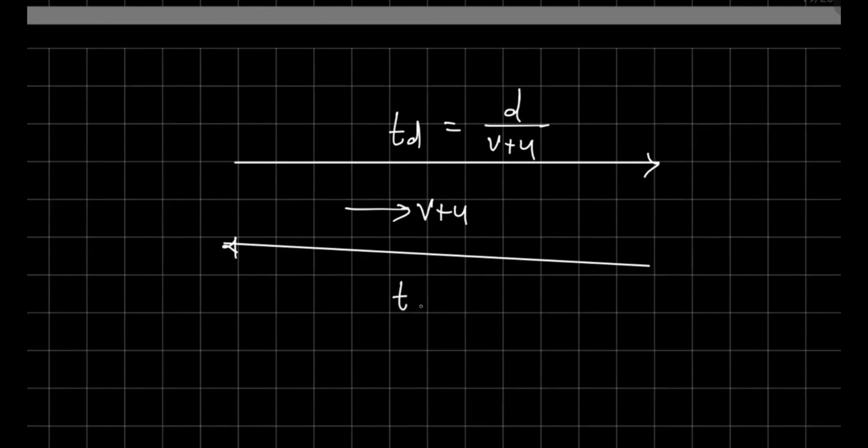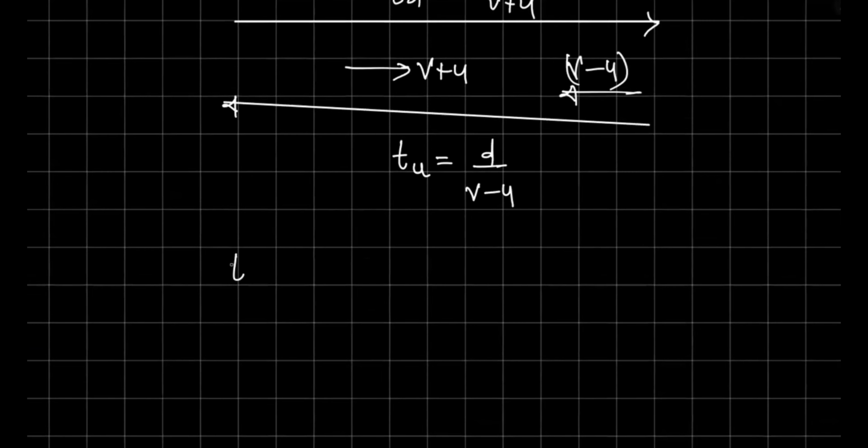So it is, let's say, taking time t upstream. So this distance will be d. And what will be its speed? Its speed in this direction will be v minus u. So what is my total time? That is the time in downstream plus the time in upstream.